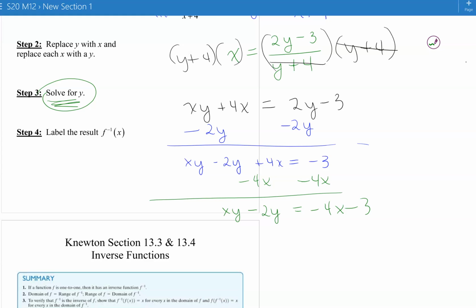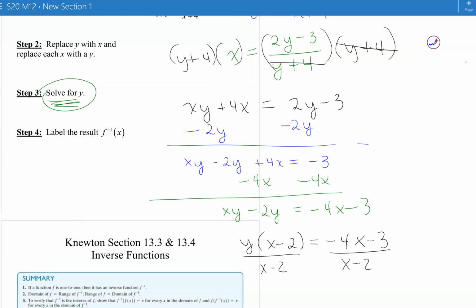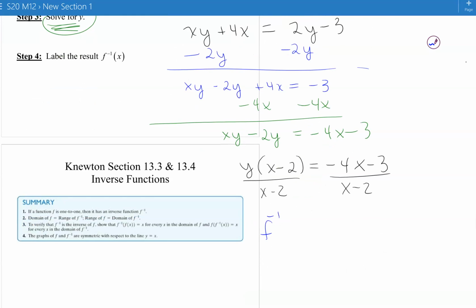Then this is a point where students often get stuck. You have 2 copies of y, but to solve for y, you need 1 copy of y. So the trick here is to factor out the y. You just need to do enough of these where that is what your intuition tells you to do. And then we're going to divide both sides by x minus 2. And then you're going to label your answer f inverse of x equals (-4x - 3) over (x - 2).